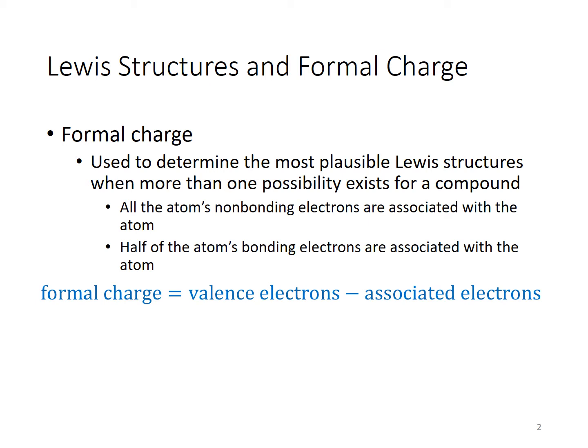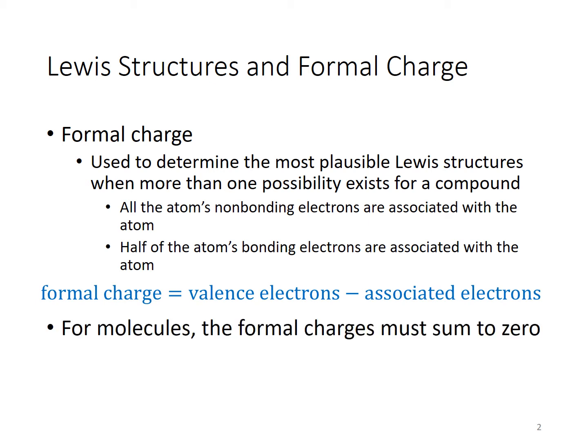And again, all of the atom's non-bonding electrons, we're going to say, are associated with the atom, and only half of the bonding electrons. And that makes sense because these are supposedly covalent bonds, so we're saying that they're shared. So only one of them is associated with the atom, even though when we're counting an octet, both of them are counted in a bonding pair. But for the point of formal charge, that's not true. And we'll actually be able to use these formal charges to determine the best Lewis dot structure.